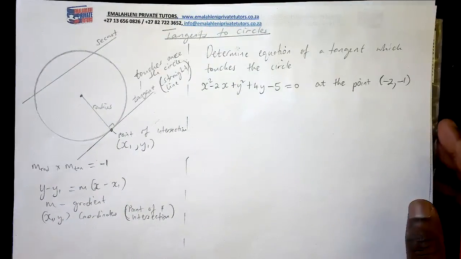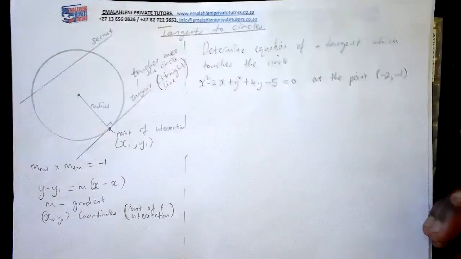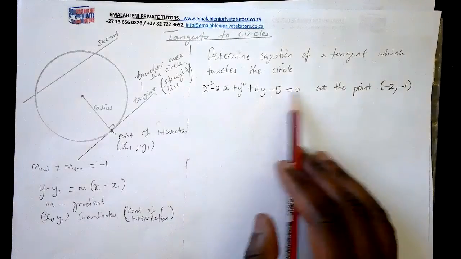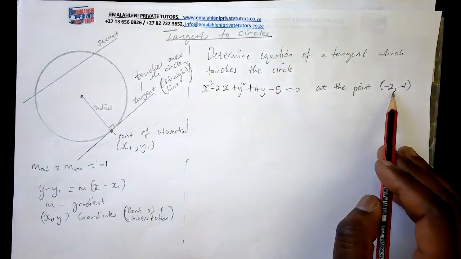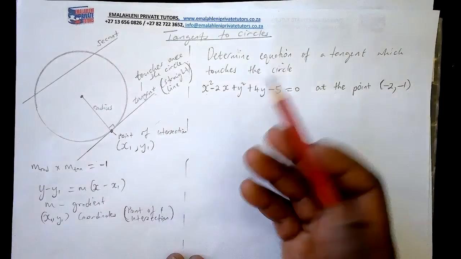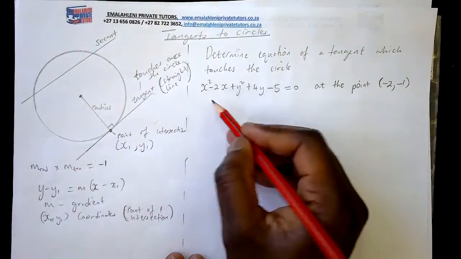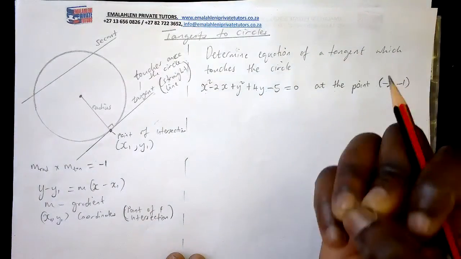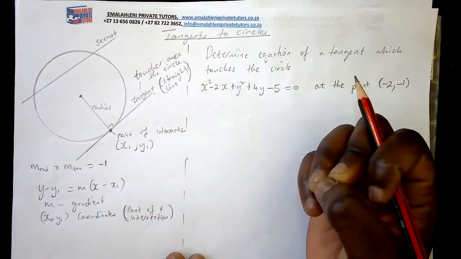Okay, now let's move on and try to solve some questions. Determine the equation of the tangent which touches the circle at the point (-2, -1). So what do we need to do here? From the past lecture, we know that we're supposed to complete the square to find the coordinates of the center first. So we need to have the coordinates of the center before we do anything.